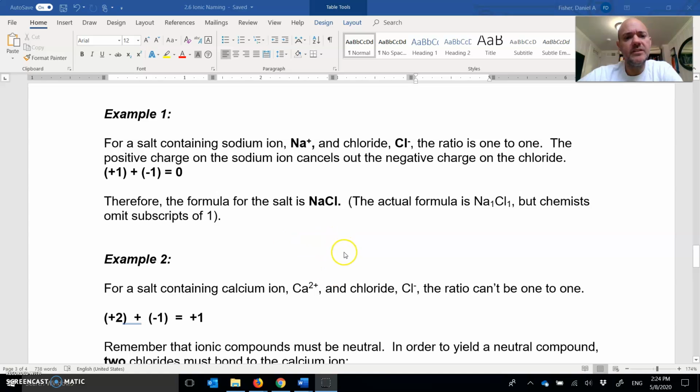So here's example number one. We have a salt containing sodium ion and chloride. And it's a 1-to-1 ratio because we have a sodium ion, which is +1, and a chloride ion, which is -1. So we add those up and they come to 0. Therefore the formula for the salt is NaCl. Remember, that's like Na1Cl1, but we're not putting in subscripts when there's just one. All right.